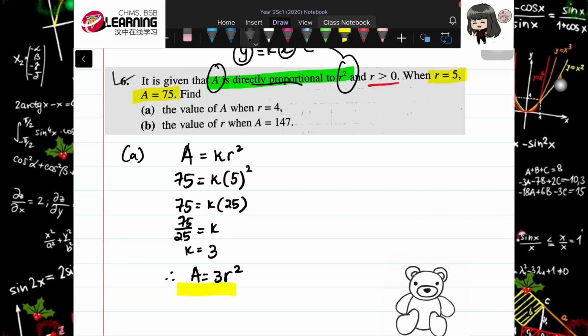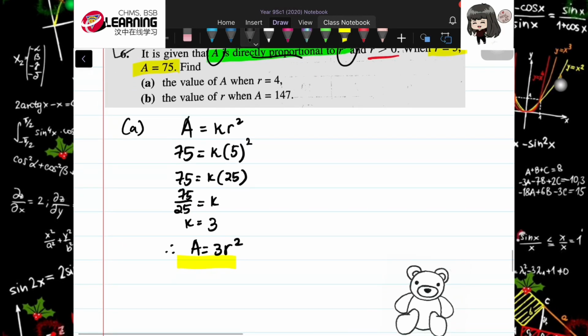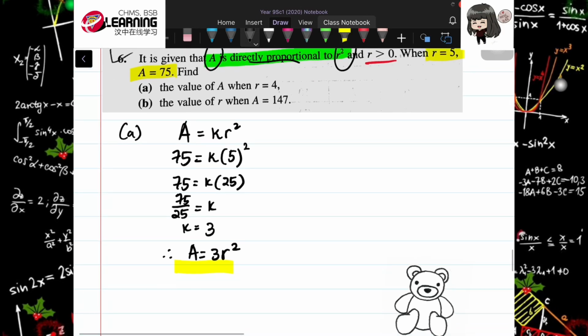Now look at the question. The value of A when R is 4. Since A is 3R squared, you just substitute your R into the equation, and don't forget the square. So it's 3 times 4 squared, which is 48. So the value of A is 48.